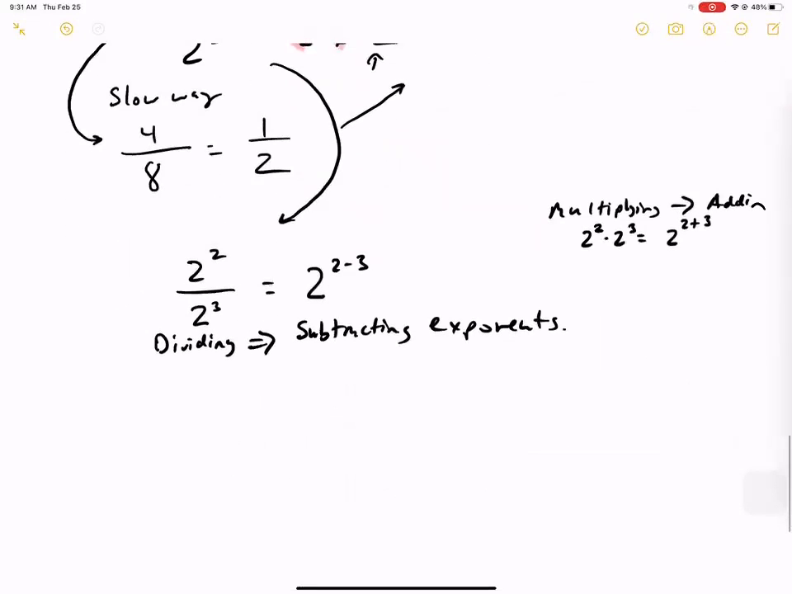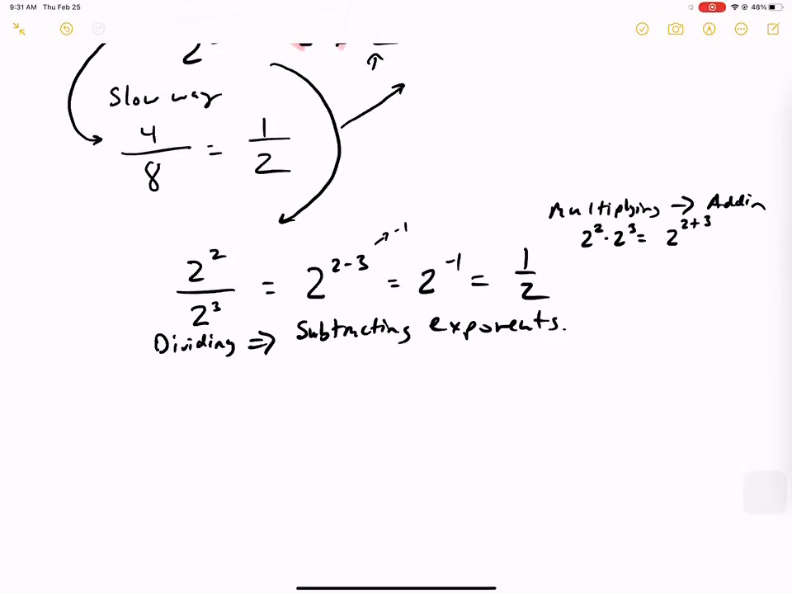And which one do we subtract? We always subtract the denominator. This gives us 2 to the 2 minus 3, which is negative 1, so we have 2 to the negative 1. And we can rewrite this as 1 over 2. The same answer as we did before, a little bit more complicated, but we can rewrite that.